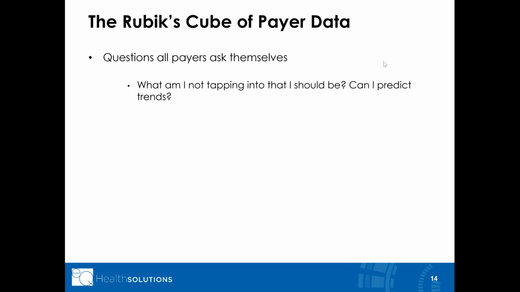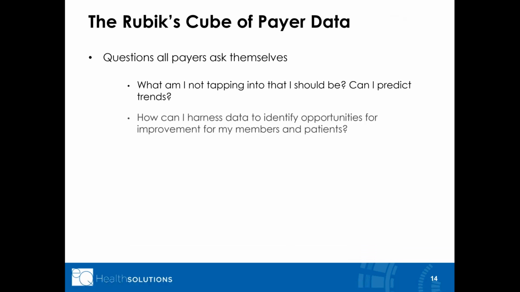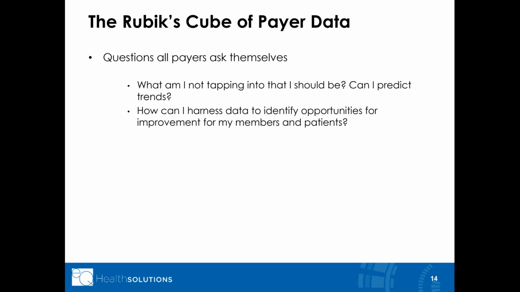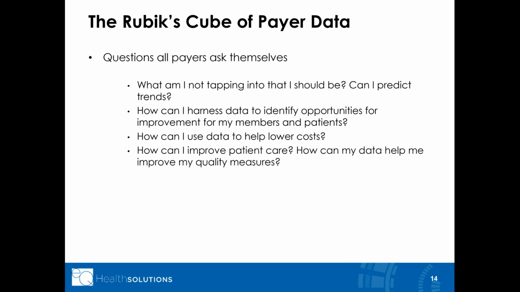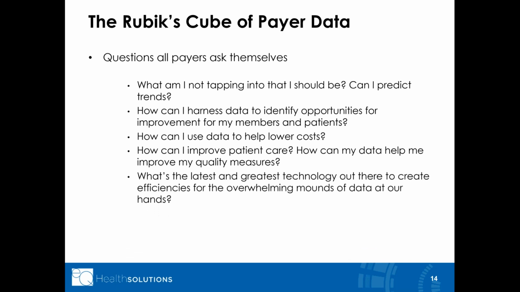What am I not tapping into that I should be? Or can I predict the trends? How can I harness the data to identify opportunities for improvement for my members and patients? How can I use the data to help lower costs? How can I improve patient care? How can my data help me improve my quality measures? What is the latest and greatest technology out there to create efficiencies for the overwhelming amounts of data at our hands?